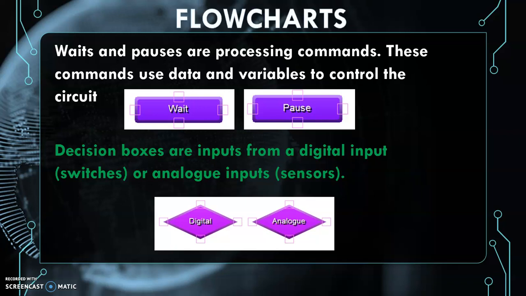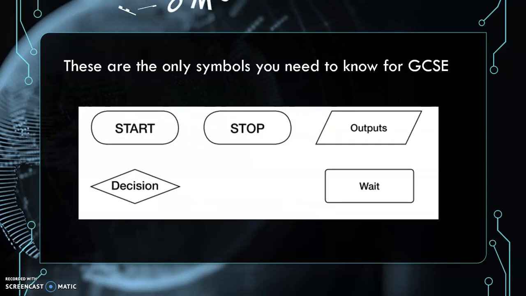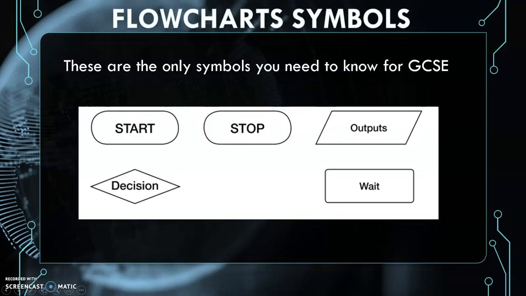Waits and pauses are processing commands. These commands use data and variables to control the circuit. So basically a wait or a pause, you put them in and it'll pause between each process. And your decision boxes are inputs from a digital input, so a switch, or an analog input, which is your sensors. And these are the only symbols that you need to know for your GCSE. Do you know the way we've been drawing our electronic symbols and our pneumatic symbols and all? These are what you need for a flowchart, and they have them in the exam.